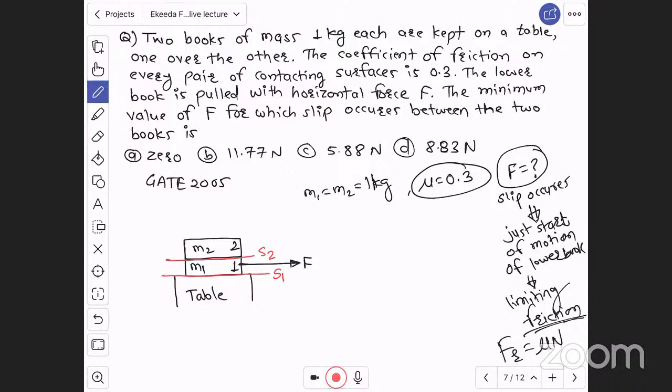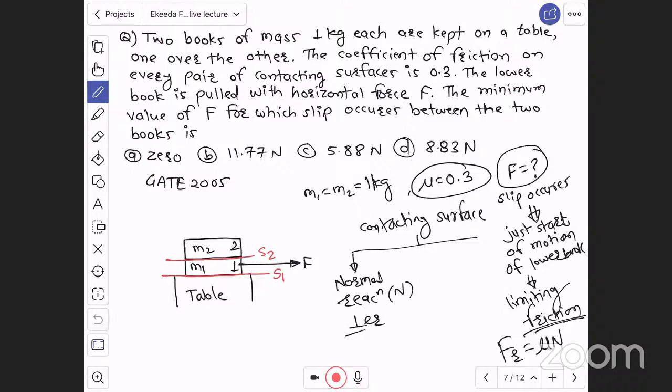Now again, for a contacting surface, whenever there is a contacting surface, there are two reactions on it. One is the normal reaction N, which is perpendicular to the surface. And one more, there is a friction force FR, which is parallel to the surface, in the direction opposite to the relative motion, right?